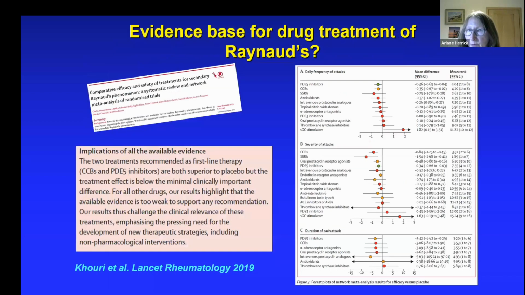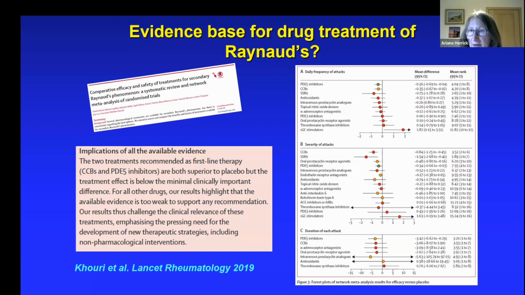But what actually is the evidence underpinning the drug treatment, which is necessary in most patients with systemic sclerosis for Raynaud's phenomenon and for digital ulceration? Well, it's very weak. And this is showing results of a meta-analysis of treatment for secondary Raynaud's phenomenon. In fact, calcium channel blockers and phosphodiesterase inhibitors, which are the first-line treatment generally for digital vasculopathy, are both superior to placebo, but only minimally effective. And all the other drugs that have been advocated for Raynaud's phenomenon really haven't been shown to have any good evidence base. So this emphasizes the need for further clinical trials.